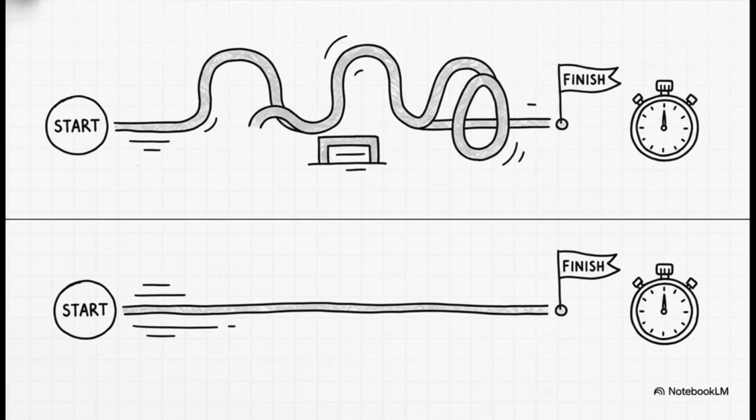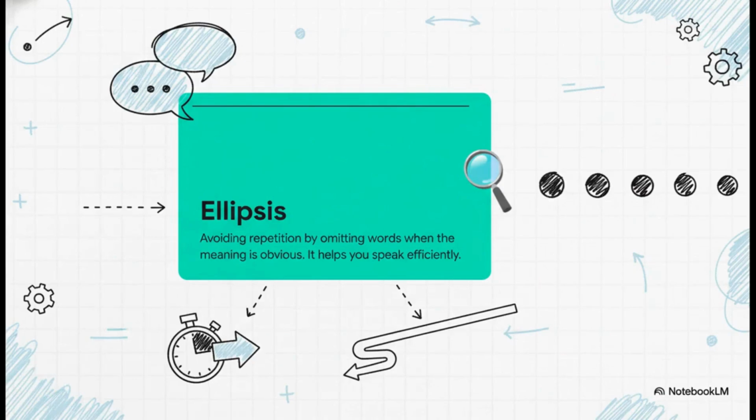And that brings us perfectly to our next point, ellipsis. It's a fancy name, but it just means leaving out words that aren't necessary. You could say that native speakers are lazy in the most efficient way possible. We just don't like repeating ourselves if the meaning is already crystal clear.